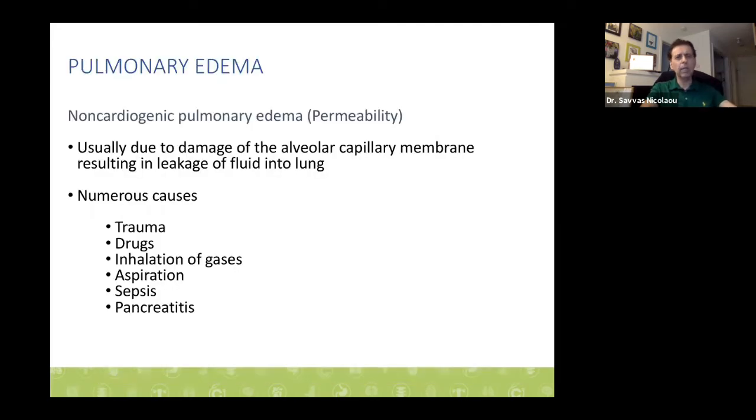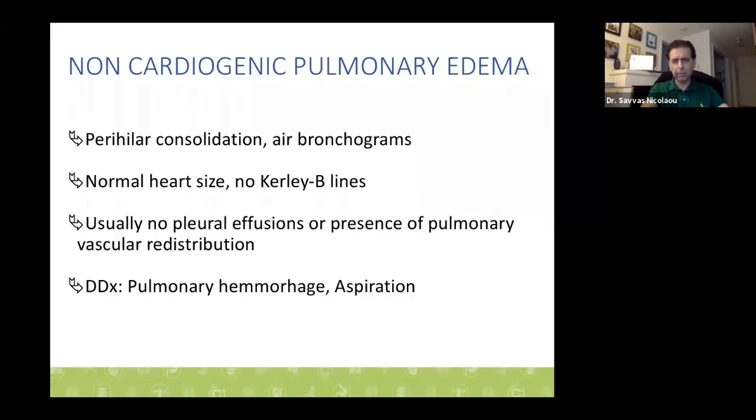There's also another type of pulmonary edema, non-cardiogenic pulmonary edema, or ARDS, and that's usually damage to the alveolar capillary membrane, resulting in leakage of fluid into the lung. Numerous causes: trauma, drugs, inhalation of gases, aspiration, sepsis, and pancreatitis. It's perihilar consolidation, normal heart size, no curly B lines, no effusions.